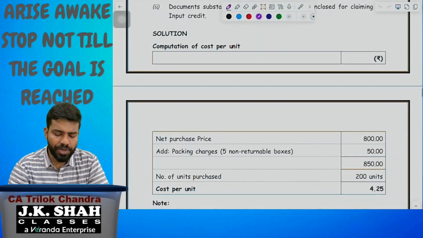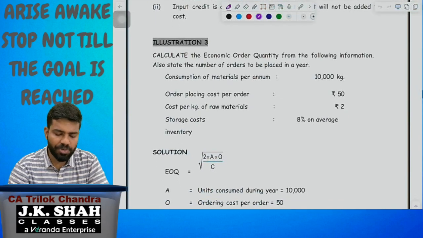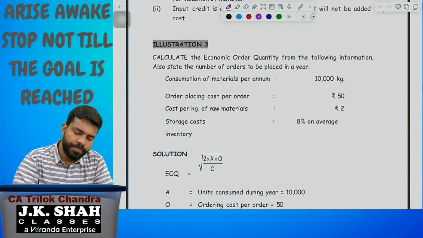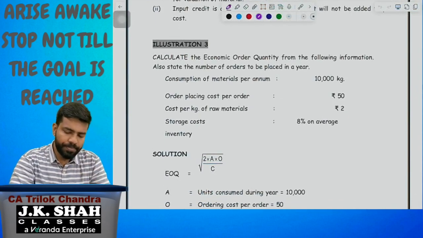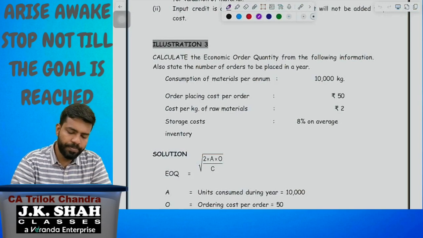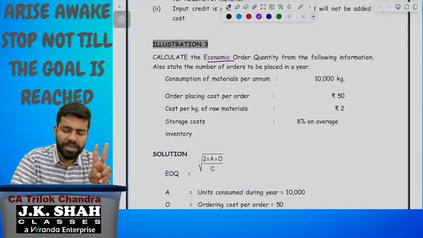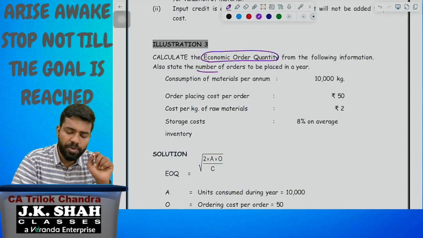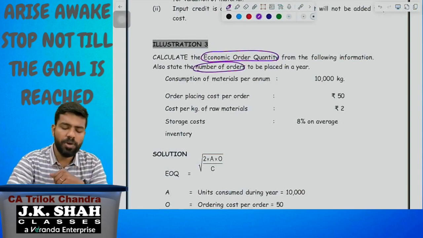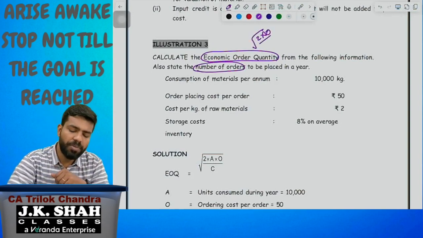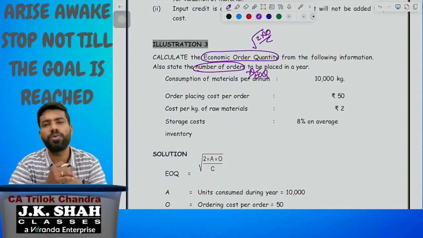Questions 1 and 2 we'll do later. Look at question number 3. Calculate EOQ from the following information. Also state the number of orders to be placed in a year. There are two requirements. Number one, EOQ. Number two, number of orders. EOQ formula: root of 2AO divided by C. Number of orders: A divided by EOQ, or A divided by OQ.